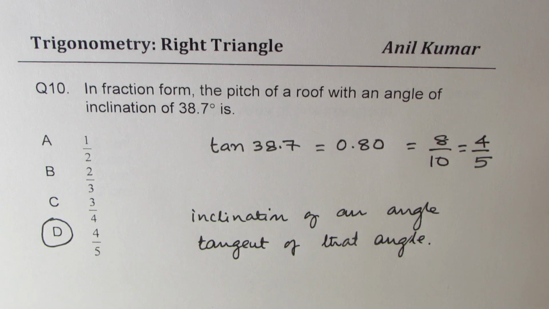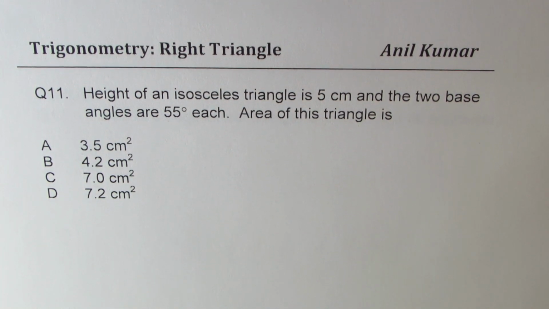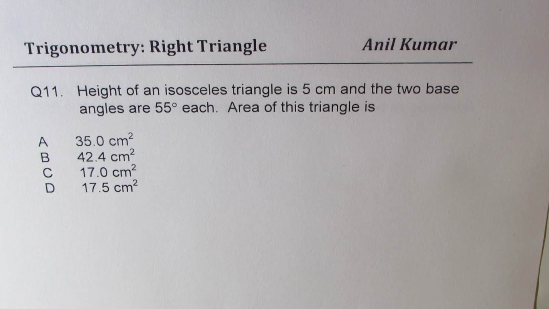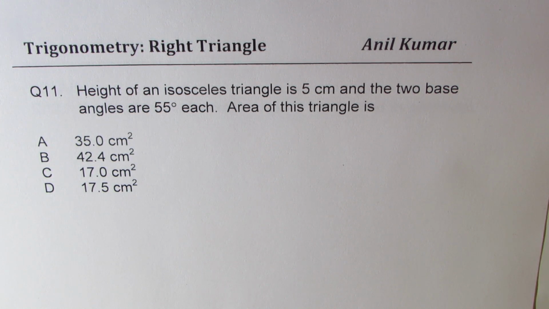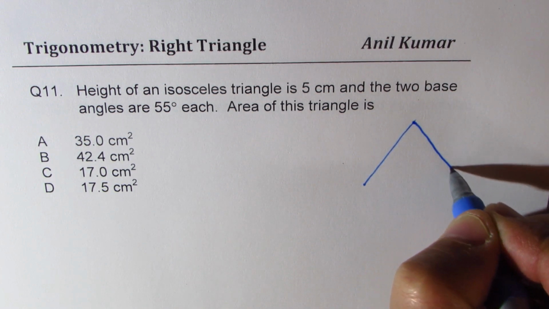Is that clear? Perfect. Now here is question number 11 for you. Height of an isosceles triangle is 5 centimeters and the two base angles are 55 degrees each. Area of this triangle is what? You can pause the video, answer this question, and then look into my solution. Now this is a very interesting question. I'd like you to pause the video and answer the question.